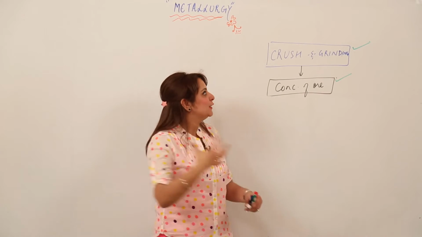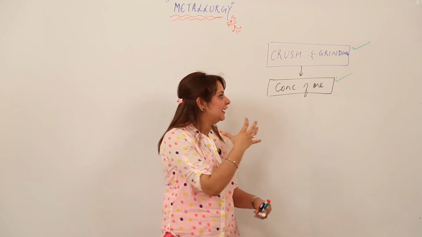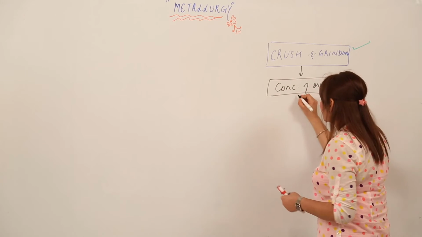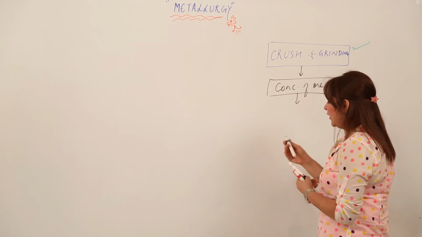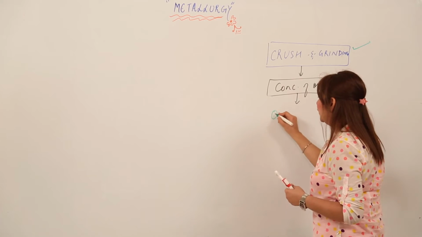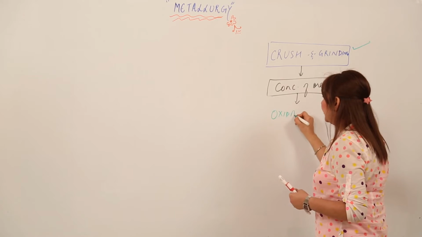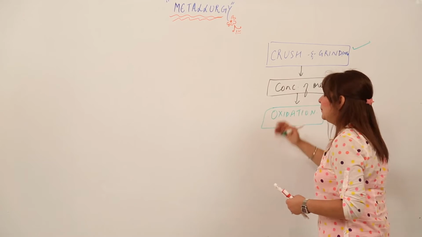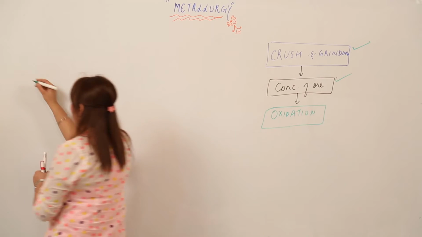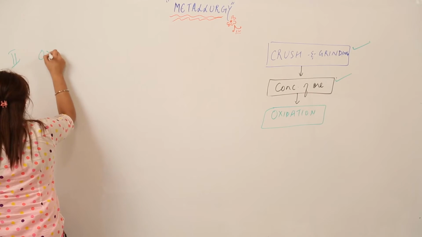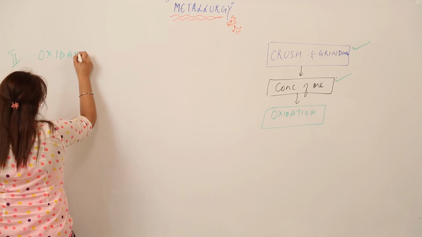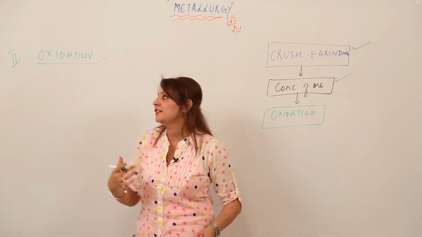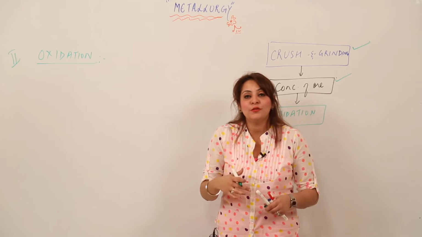Now, as we have done the first step, that is crushing and grinding, followed by concentration of ore, our next step is oxidation. Right. So, our next step for metallurgical operation is oxidation. Right. So, we will be taking the second step now, that is the oxidation. And what does this step actually involve? What will this step do for us for the ore?